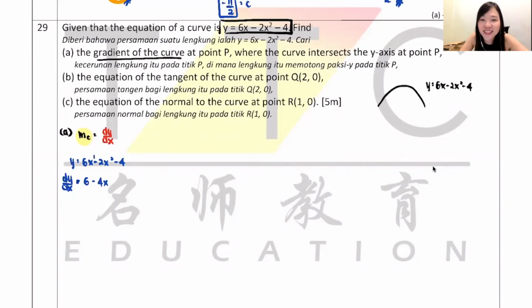So guys, dy dx equals to 6 minus 4x, okay? So for you guys to get the gradient, you guys must sub the x value inside. So how do we find the x value inside? They never give me point P, but they got explained to me. They tell me that point P, okay, where this point P is when the curve intersect the y-axis will be at point P. That means if I draw the curve out, they will literally touch y-axis. And when you touch y-axis, that is what we call point P.